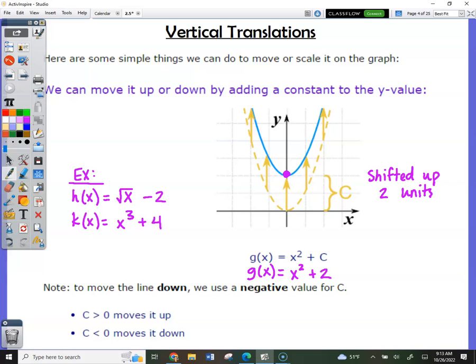Down here is important. If the number at the end is bigger than 0, C comes from right there. If the number at the end is bigger than 0, it's going to move it up. So basically, if the number is positive, right? If it's positive. If the number at the end is negative, it's going to move it what? Down.